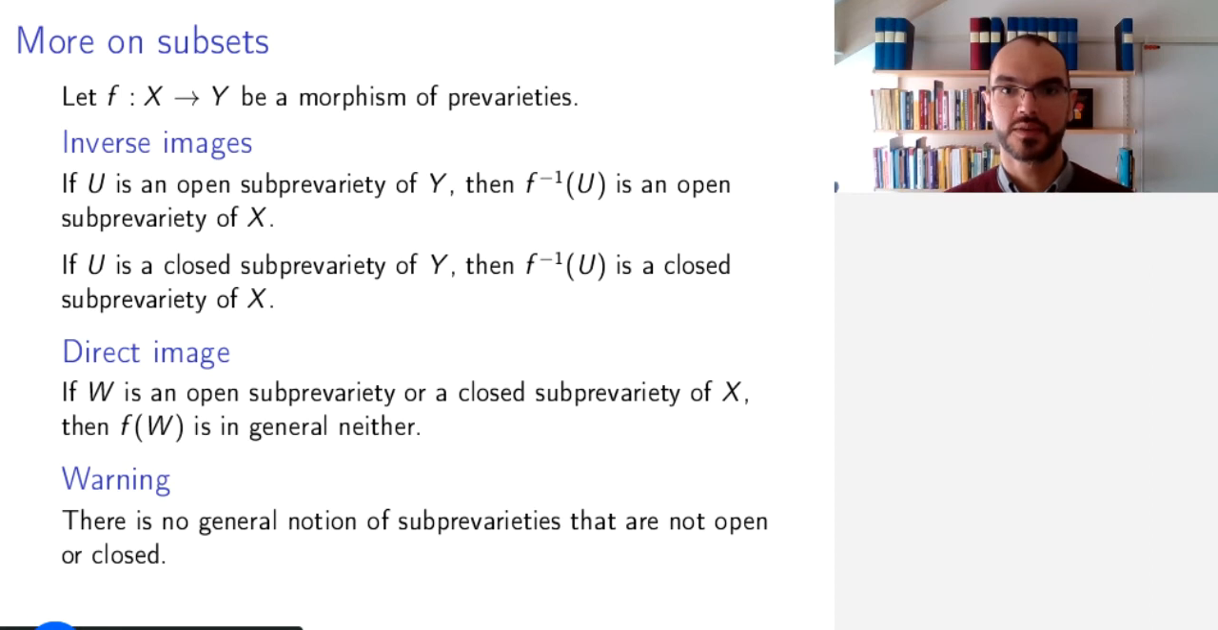The general warning that is related to this failure of direct images to being sub-prevariety is that we don't have a general notion of sub-prevariety without closed or open. You cannot take an arbitrary subset and declare it in a natural way a sub-prevariety. You can do this with open subsets, closed subsets, but already when you take unions of one open and one closed subset, you run into problems.